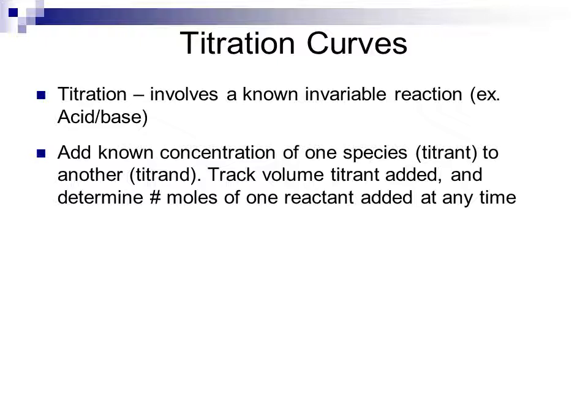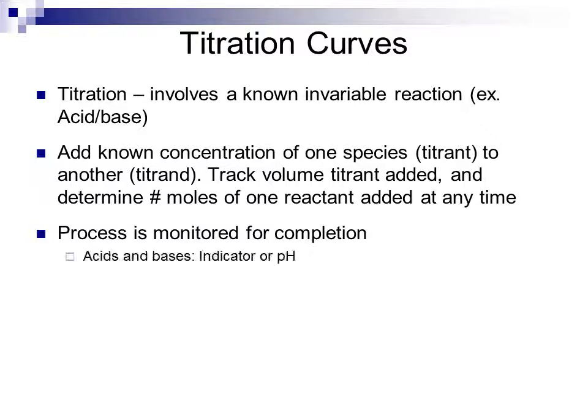I add a known concentration of one species, which we call a titrant, to another species that's called a titrand. So I have some sample of the titrand, and I'm adding a known concentration of the titrant to the titrand. I track the volume of the titrant that I add, and I can determine, based upon my dilution formula of M1V1 equals M2V2, how many moles of the reactant are added at any time and how much has been neutralized. We can monitor this process to see how long it takes or how far it goes till it's complete.